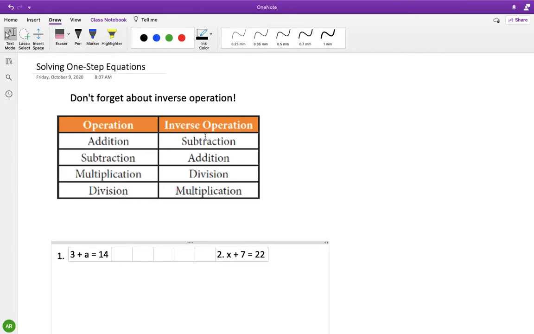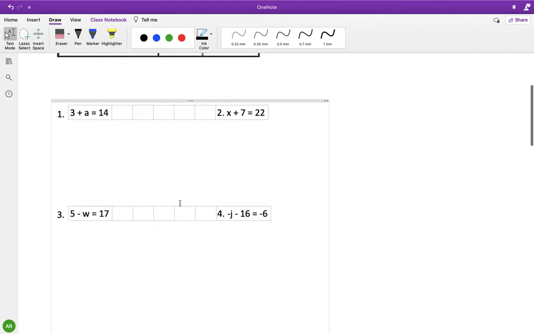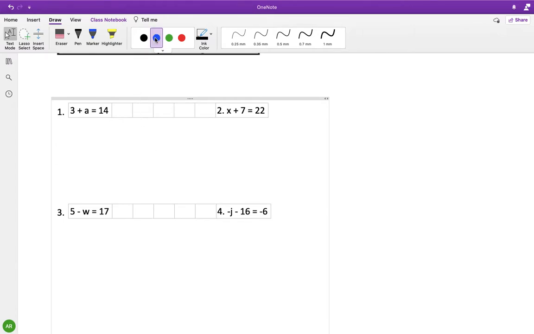So if you look at the table, you'll see that addition and subtraction will undo each other, and multiplication and division will undo each other. Now, when I'm looking at any equation, one-step equations included, I always ask myself, what is happening to the variable? So in this case, I am adding 3 to a. So I'm adding 3 to the variable.